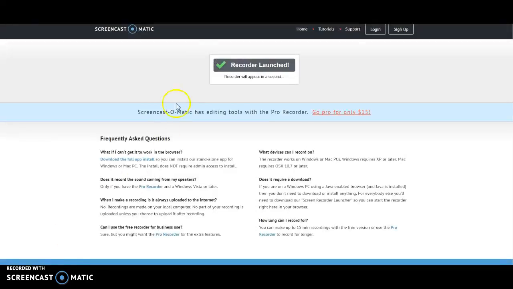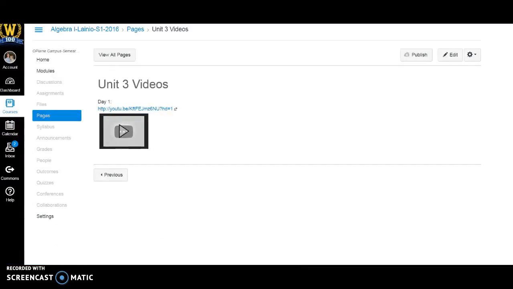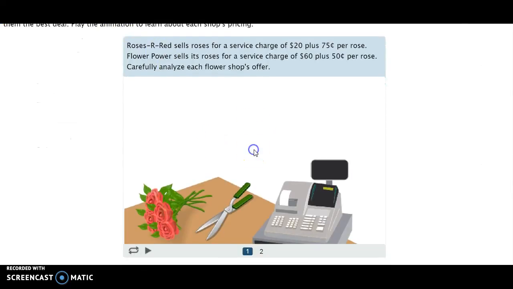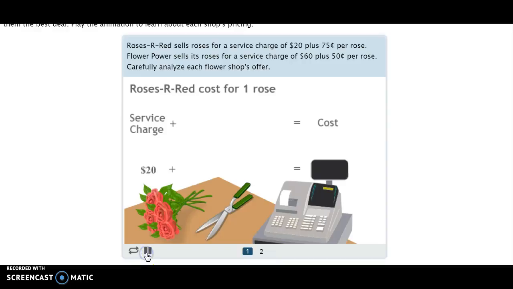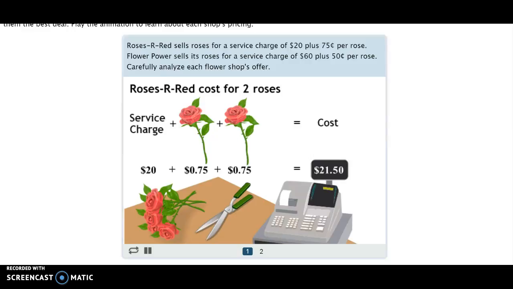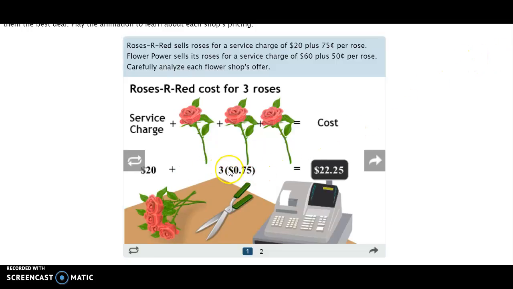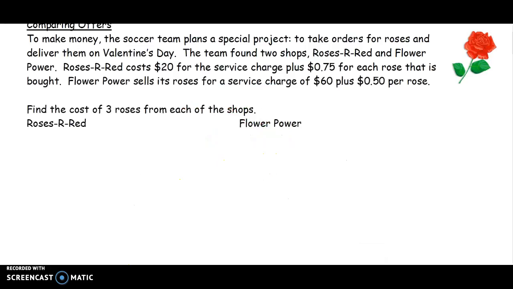Okay, so here's a little animation to kind of see the pricing. For Roses Are Red, the cost for one rose would be $20.75. Two roses would be $21.50, and three roses would be $22.25. Notice how it kind of magically put all three of those together. We multiplied by 3, and that's what we got.